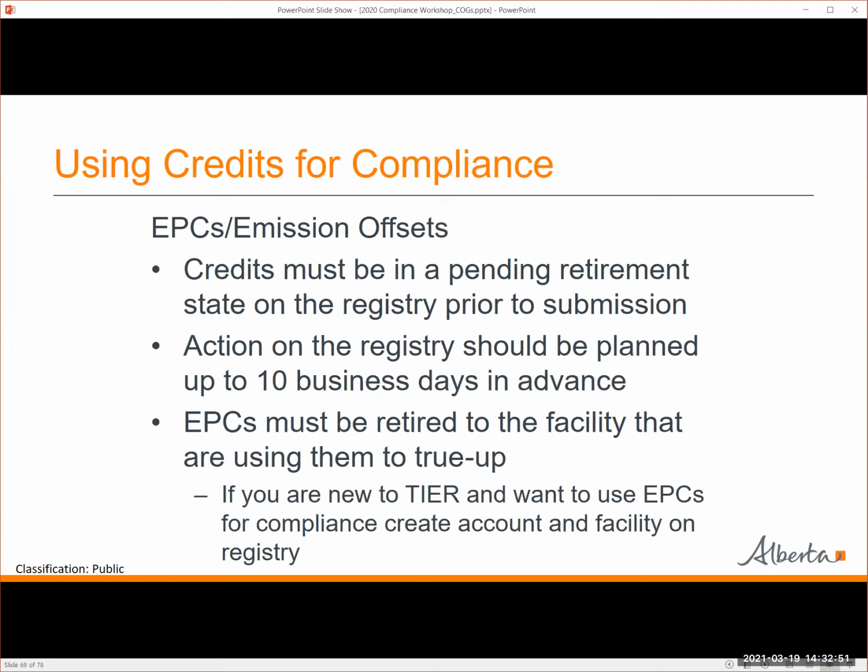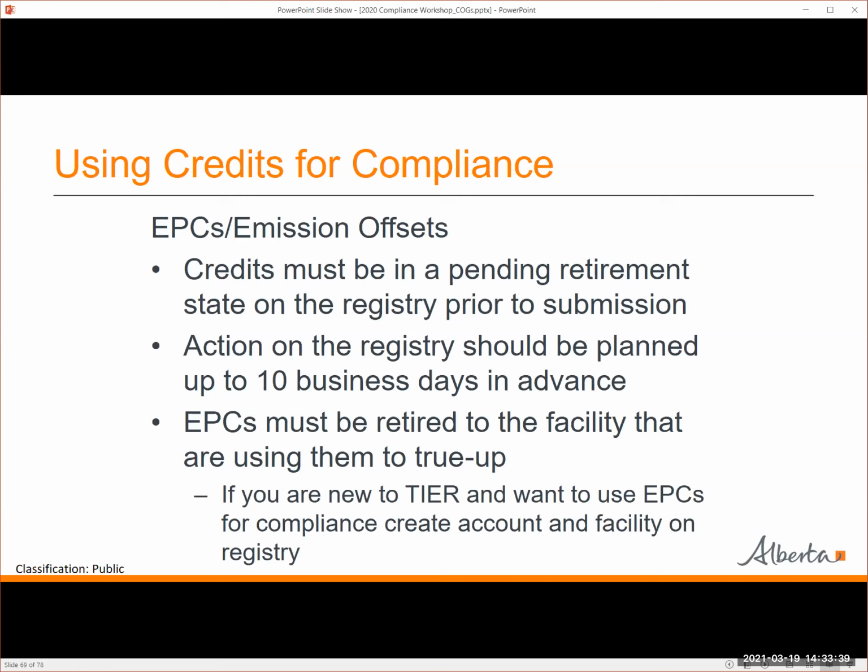As far as using credits for compliance, credits can be used for up to 60% of your true-up obligation. In order to use credits, whether they're emissions performance credits or emissions offsets, they must be placed in a pending retired state on the registry prior to submitting your compliance report. It's advised to allow 10 business days to get your instructions to the registry before they're able to transact on your instruction. It will be a busy period for the registry around the compliance due date, so do give them some time to act on your instructions.